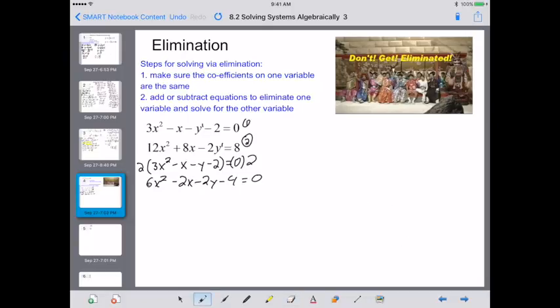Next then, we want to add or subtract equations to eliminate one variable. So how do I get rid of my y? Well, in this case, we are going to subtract. A -2 minus a -2 is going to give me 0. So we take our new equation here, and we subtract equation 2 from it. So I'm going to go minus 12x squared plus 8x minus 2y.